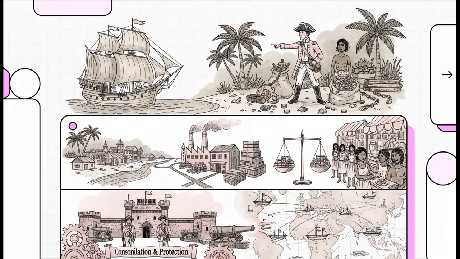All right, let's talk about colonialism, but maybe not in the way you're used to. We're going to look past the flags and the conquests and see it for what it really was, a meticulously planned economic playbook. We're going to break down its strategy, stage by stage. Let's get right into it.